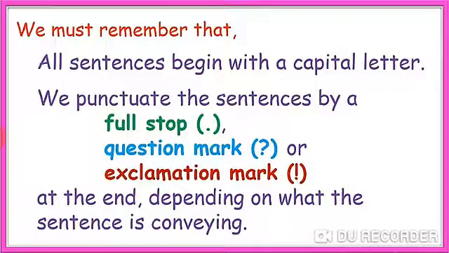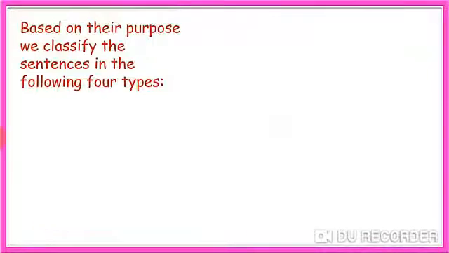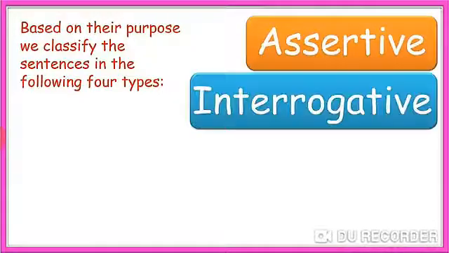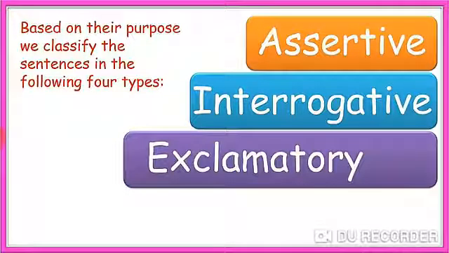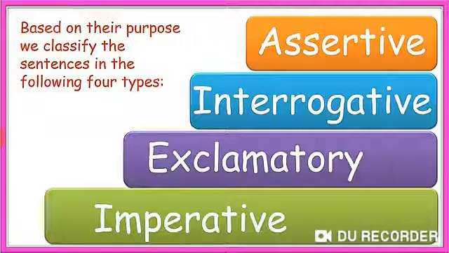We must remember that all sentences begin with a capital letter. We punctuate the sentences by a full stop, question mark, or an exclamation mark at the end, depending on what the sentence is conveying. Based on their purpose, we classify the sentences into the following 4 types: assertive, interrogative, exclamatory, and imperative sentences. Let's understand each of them in detail.